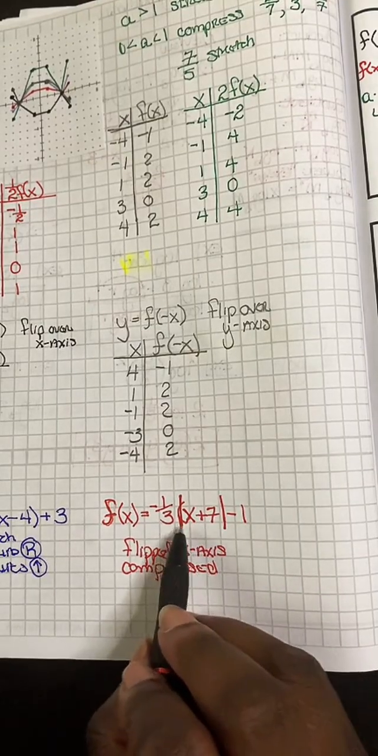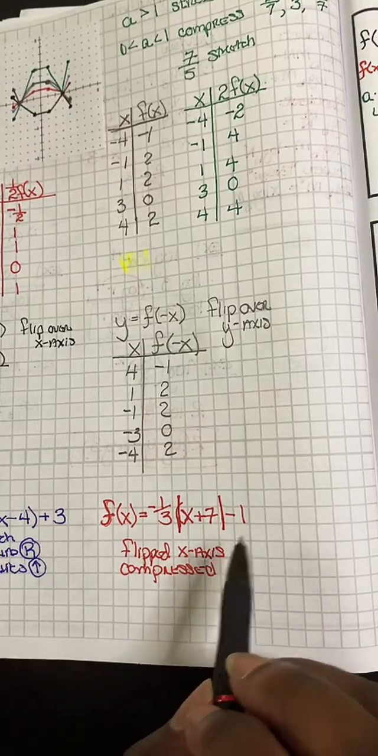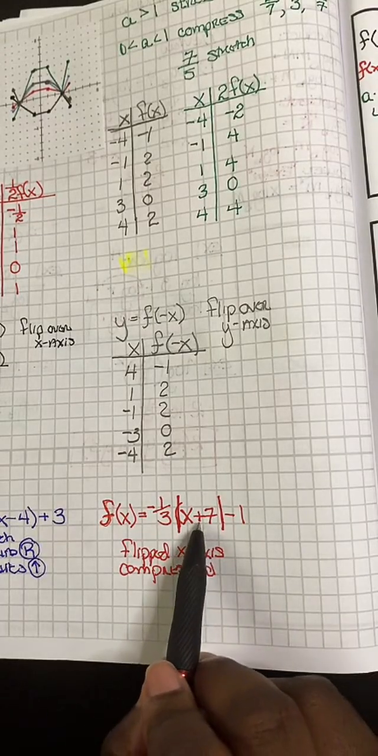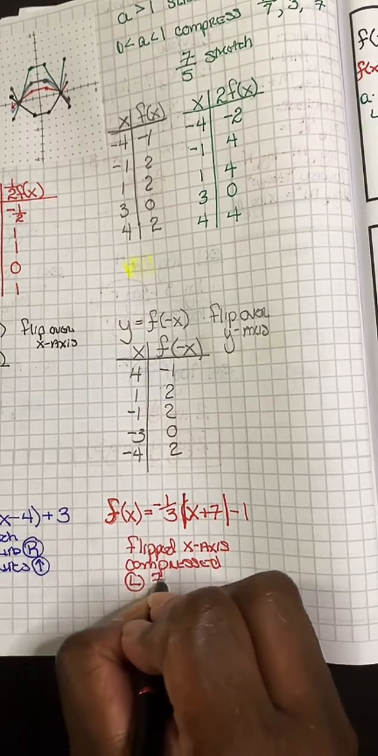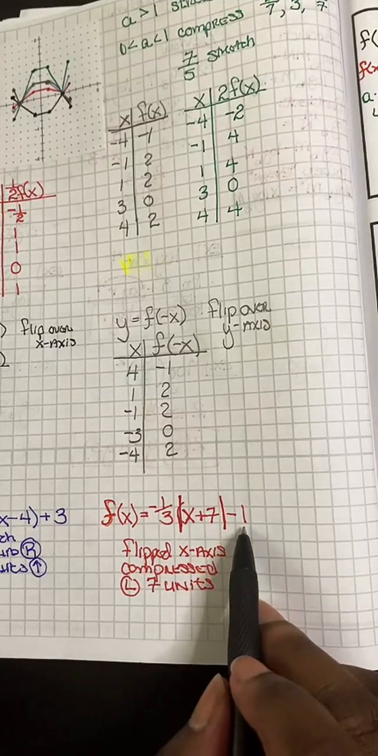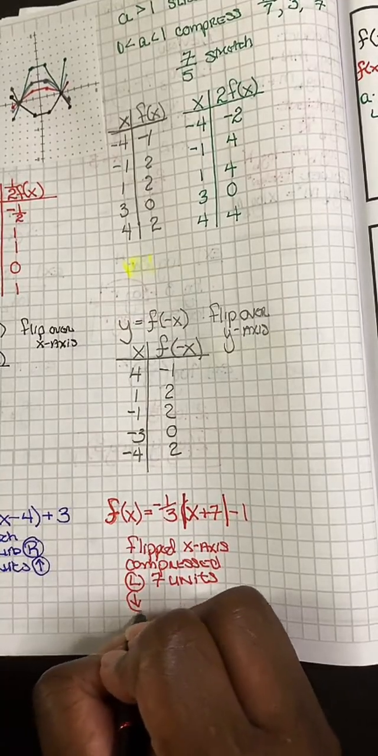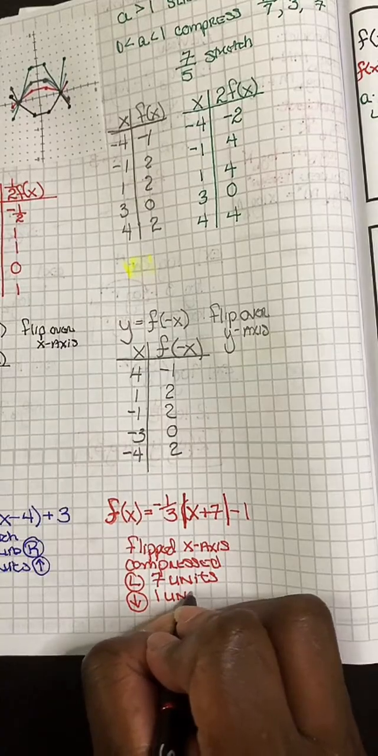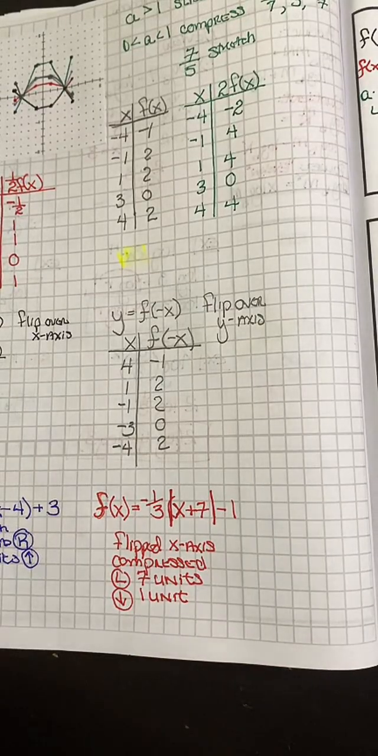Now, in the absolute value, we all know that your answer is going to be positive, but we're not solving. We are transforming. So since it's a plus 7, that means you're going to go to the left 7 units. And then the minus 1, that's your K, your vertical shift. Since it's negative, we're going to go down 1 unit. Solving, yes. Transformation is the same no matter what the function.